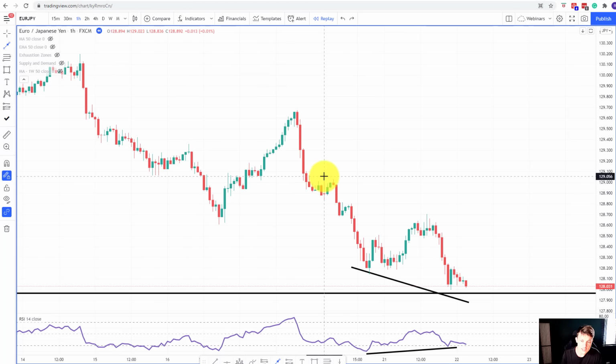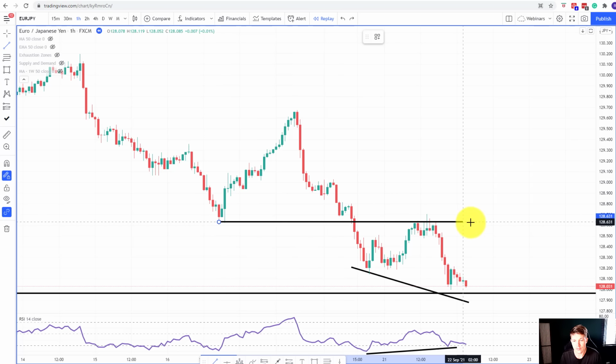But this is not enough. So now we have quite an interesting scenario. We have our daily support level, we have our weekly moving average, we have our 1-hour divergence. So how do we get into this trade? We need to wait for a breakout, for example.